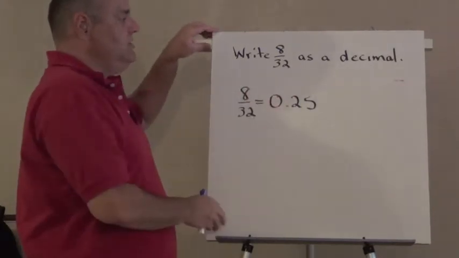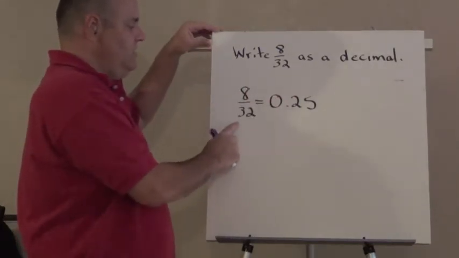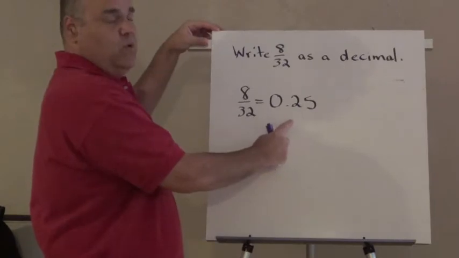To write 8/32 as a decimal, we write 8/32 equals 0.25.